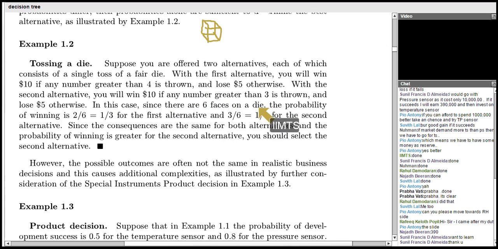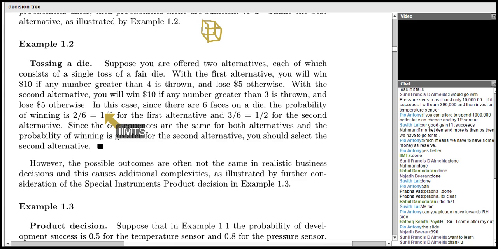For example, if you throw the die, and you have a 4, a 5, or a 6, you win $10. And you lose $5 otherwise. So if you have 3, 2, 1, you're going to lose $5. In each case, since there are 6 faces on a die, the probability of winning is 2/6.